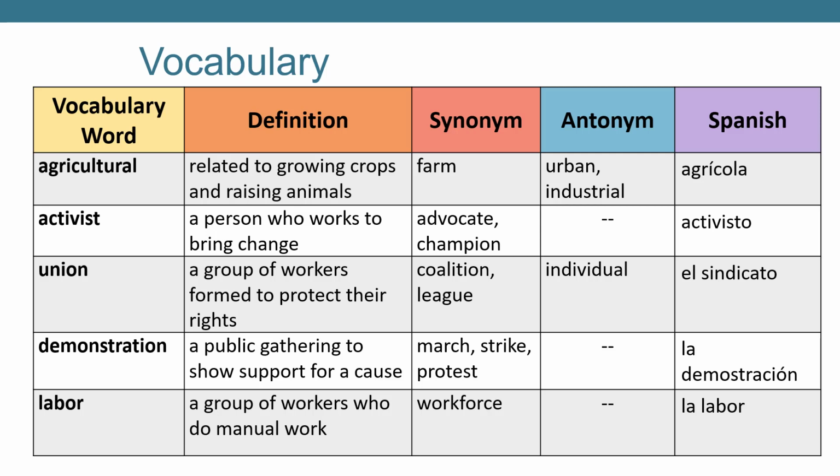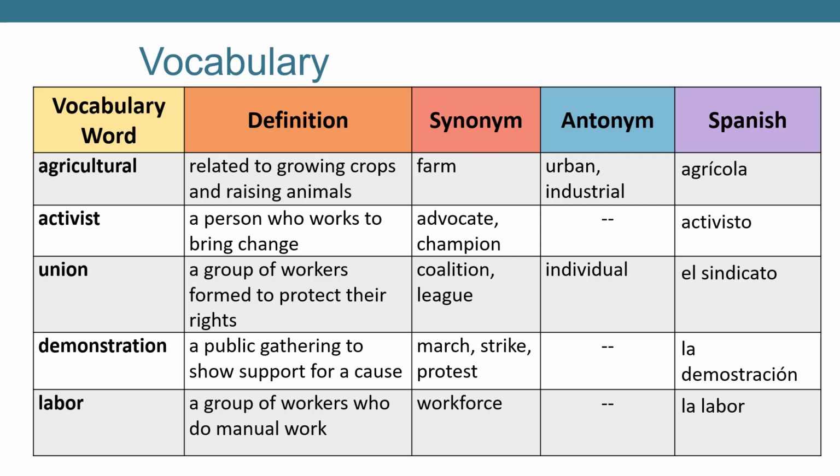A union is a group of workers who form together to protect their rights. A synonym or word that means the same would be coalition or league. An antonym or opposite might be individual. Our next term is demonstration. A demonstration is a public gathering to show support for a cause. A synonym or word that means the same could be march, strike, or protest. And there aren't really any antonyms to this.